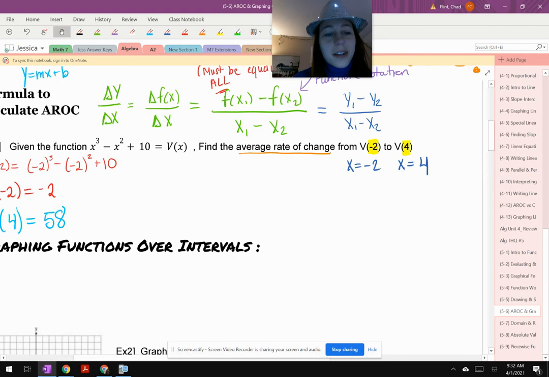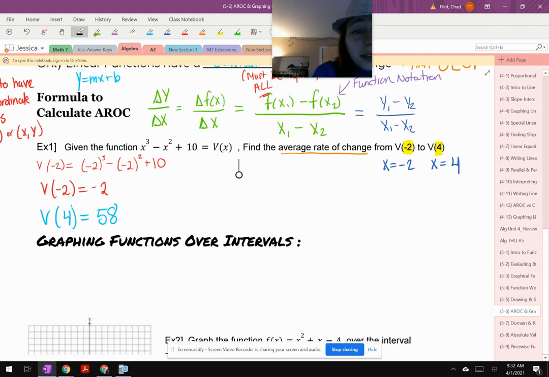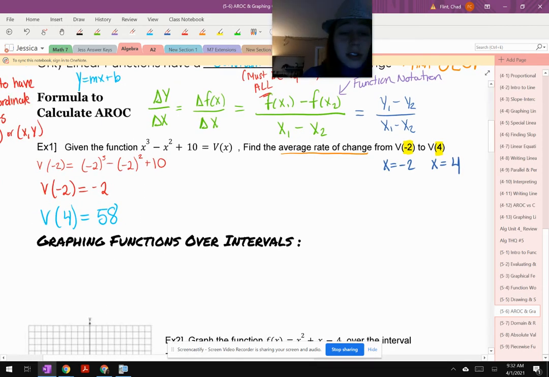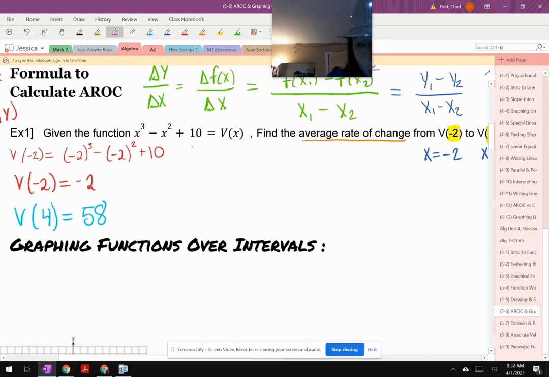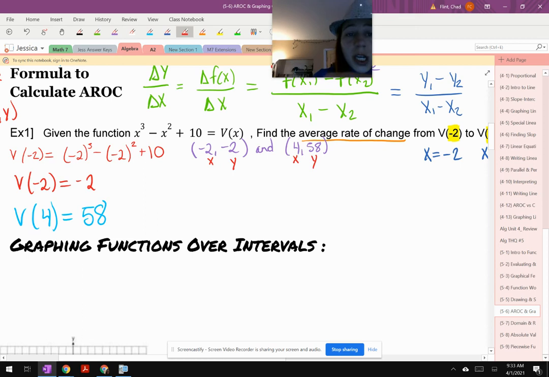Smarter, not harder, guys. So now we've got our 2 coordinate points, and I'm just going to take this extra step to write them out as coordinate points, because then I'm less likely to make mistakes, and I always make mistakes. And 4, 58. And like I always do, I'm writing these underneath because I make mistakes. Shocking, I know. Shocking.